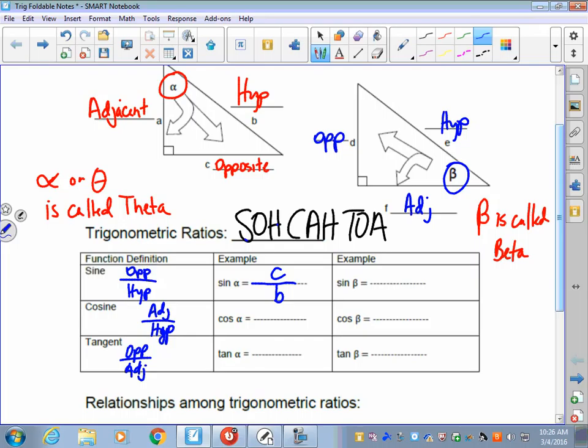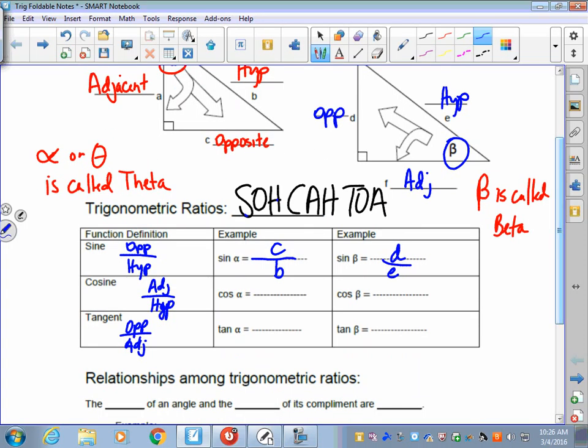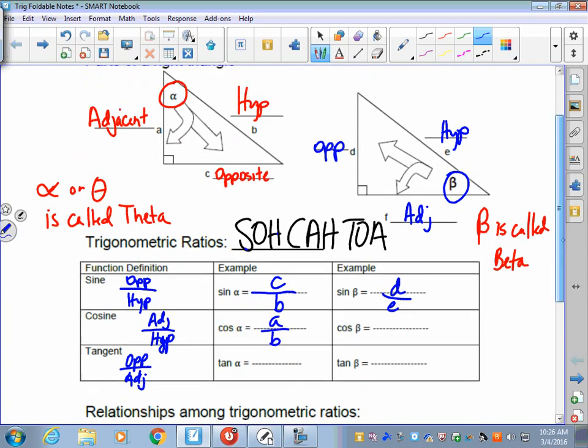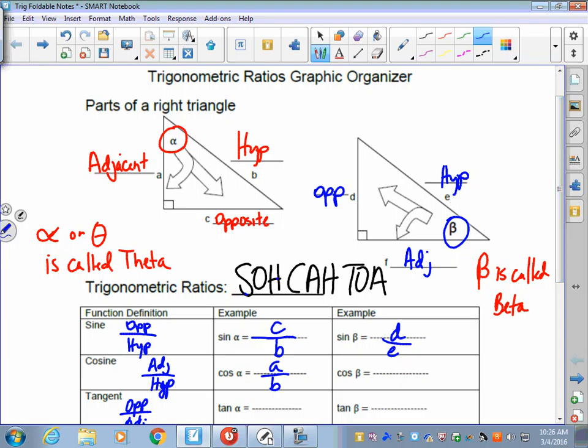All right, what would the sine of beta be? Opposite. Yeah, D over E. There we go. And then cosine would be A over B. So here's theta. Cosine is adjacent. That's the A. Over hypotenuse, which is the B. So it's A over B.